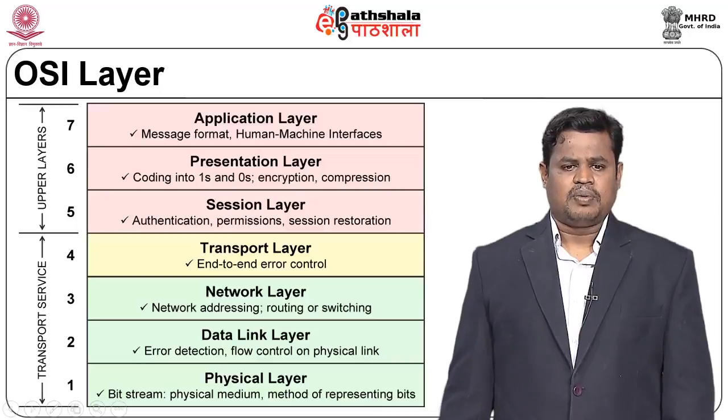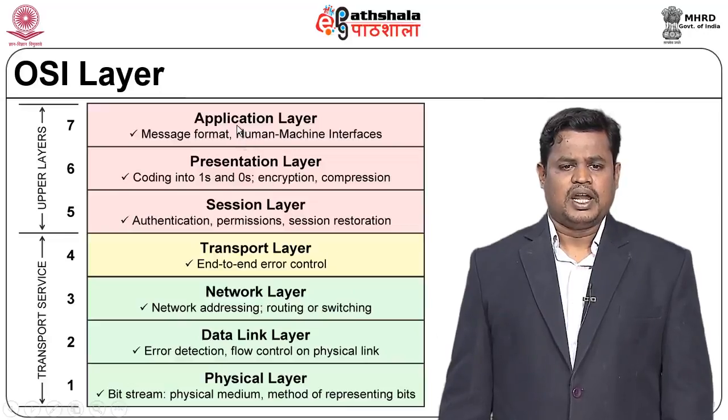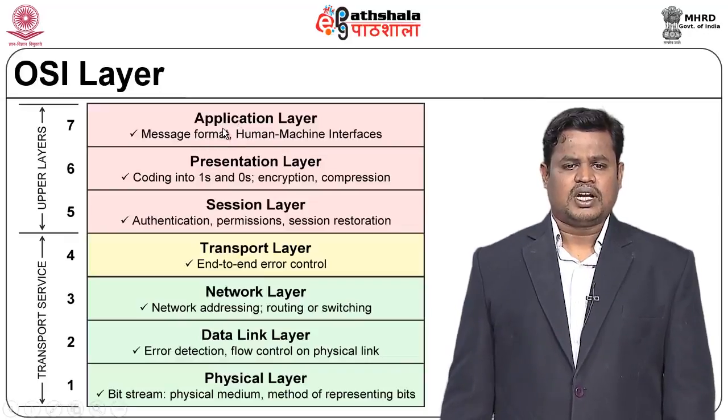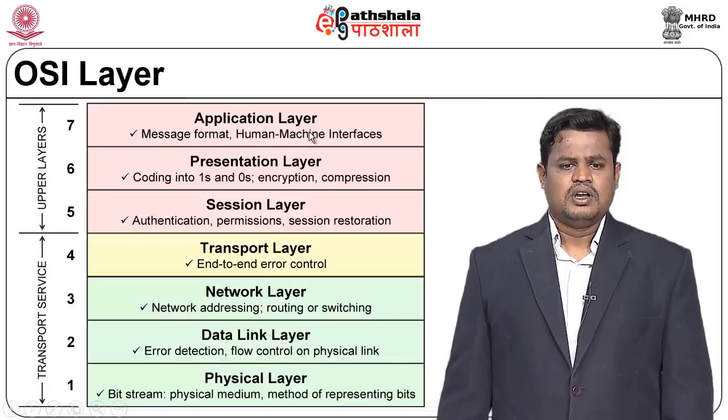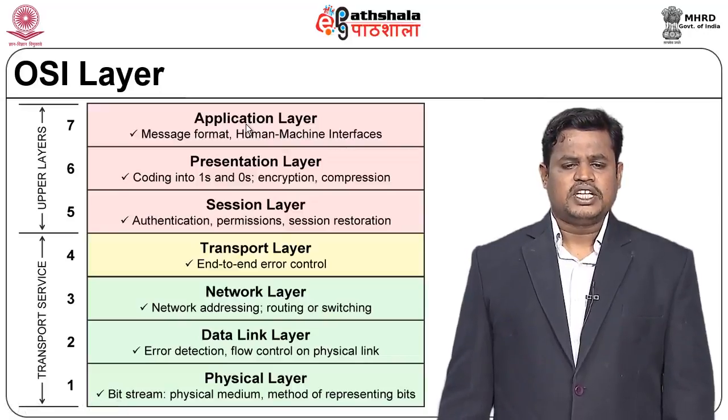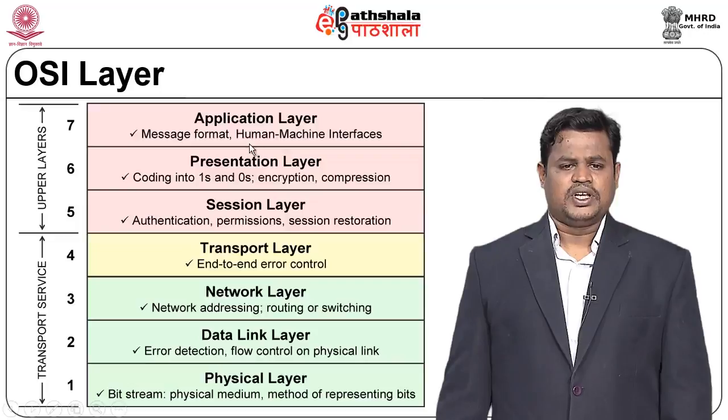Each and every internet-related application, whether an online transaction, email, or web browsing, starts for the end user at the upper layer, the 7th layer called the application layer. This layer defines the message format and the human-computer interface. For example, if I use an email client, I depend on this application layer. If I want to access a website, I use a browser, which also functions on the application layer. That is why it is called the human-machine interface, where every end user interacts with the computer with the help of this application layer.